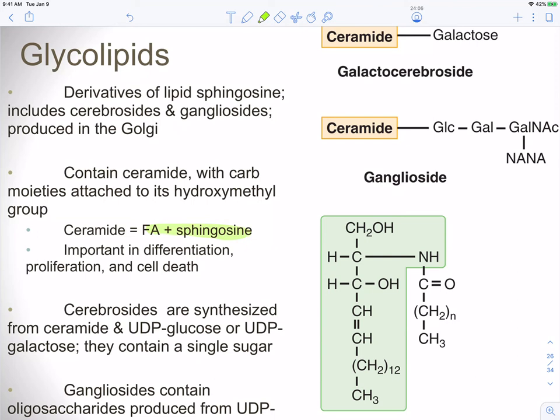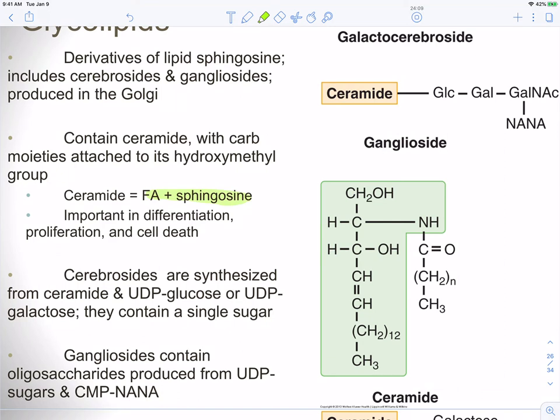Your gangliosides are produced from UDP sugars with NANA, for example. And this is just an example of a ceramide with sugar attachments. You have a glucose, a galactose, an N-acetylglucosamine, and then you also have your sialic acid residue attached to this. Now your ceramide is just being shown here as an example of the structure.